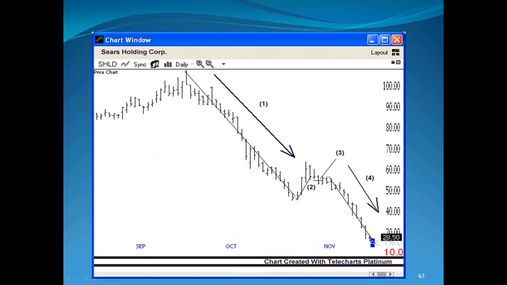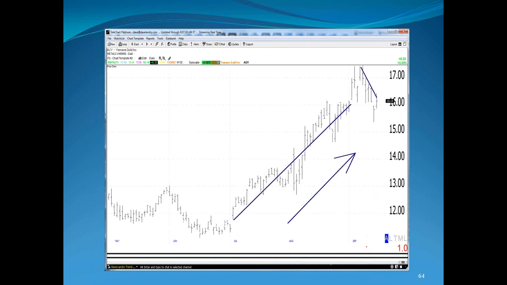But the short side is a little tougher, and then you're going to find that these persistent pullbacks don't happen very often on the short side. But you can see when they do, they're pretty cool, and they can work. And this actually made a persistent pullback, and then continued to persist lower. That's even more rare for a short.